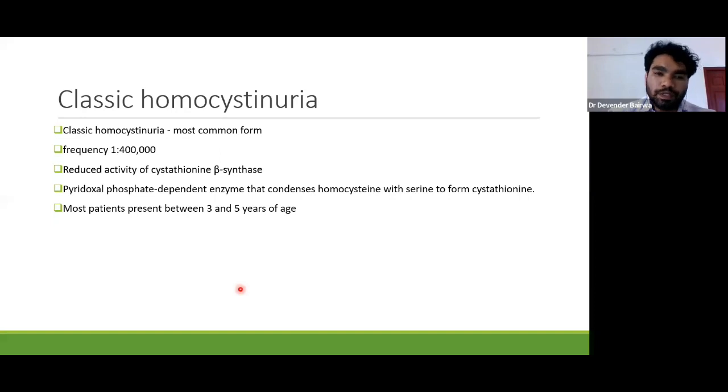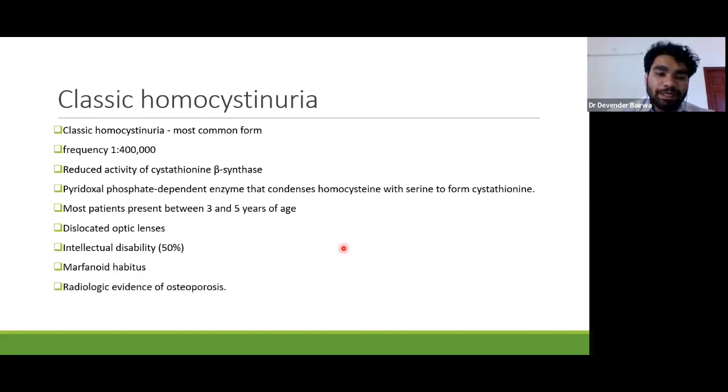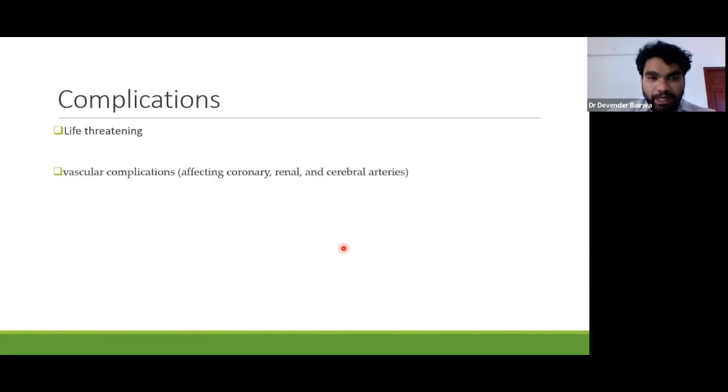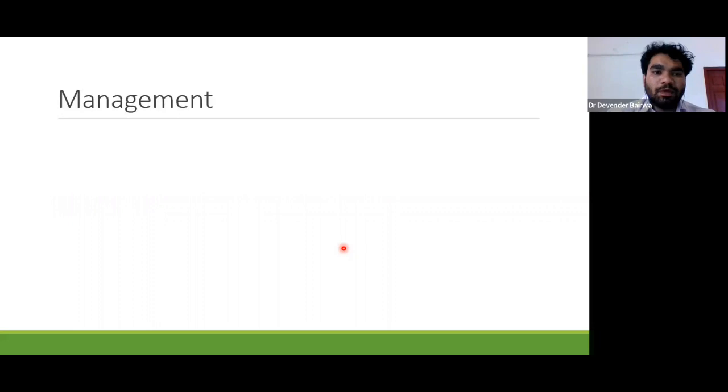Most patients of homocystinuria present between 3 and 5 years of age. They present generally with dislocated optic lenses. 50% of people can have some intellectual disability. They can have Marfan habitus, and they can have radiological evidence of osteoporosis. They may have life-threatening complications, like vascular complications affecting coronary arteries, renal arteries, and cerebral arteries. Generally, all these events present in the first decade of life. Therefore, any person with Marfan-like habitus with dislocated lens presenting with coronary artery disease at a very early phase, then homocystinuria is suspected. These complications are the main cause of morbidity and mortality.